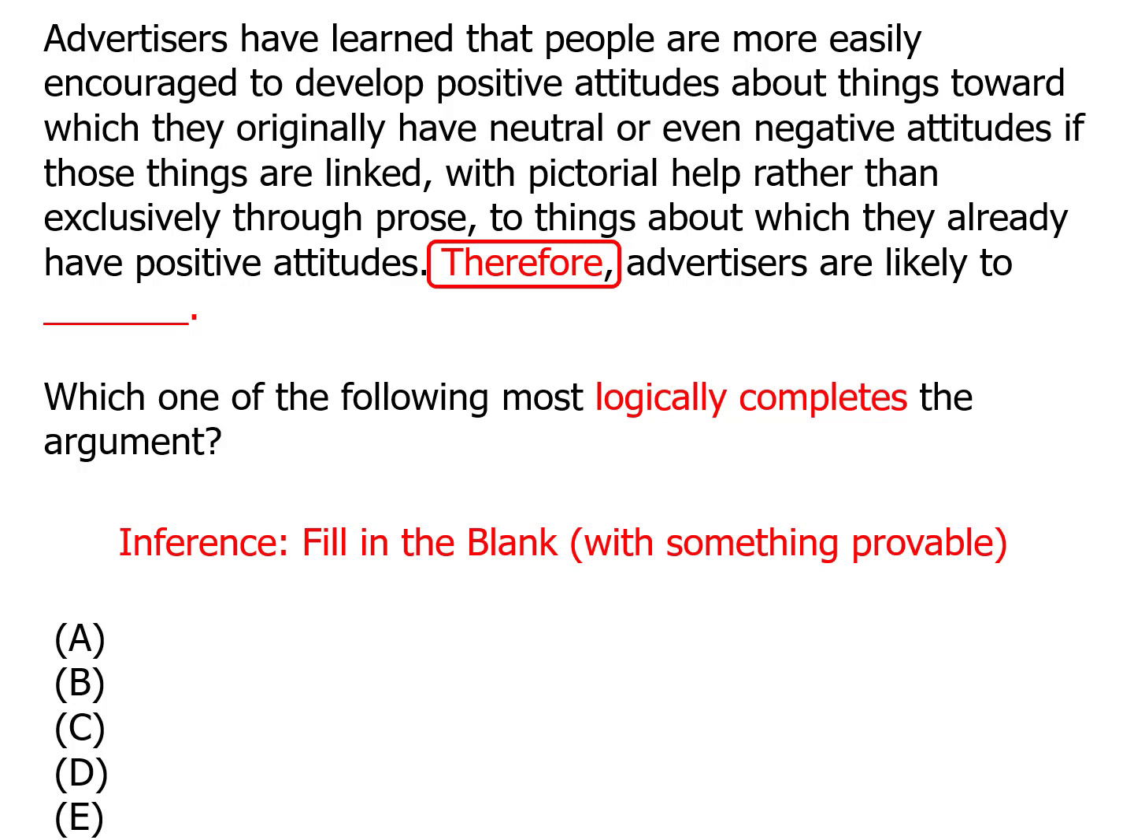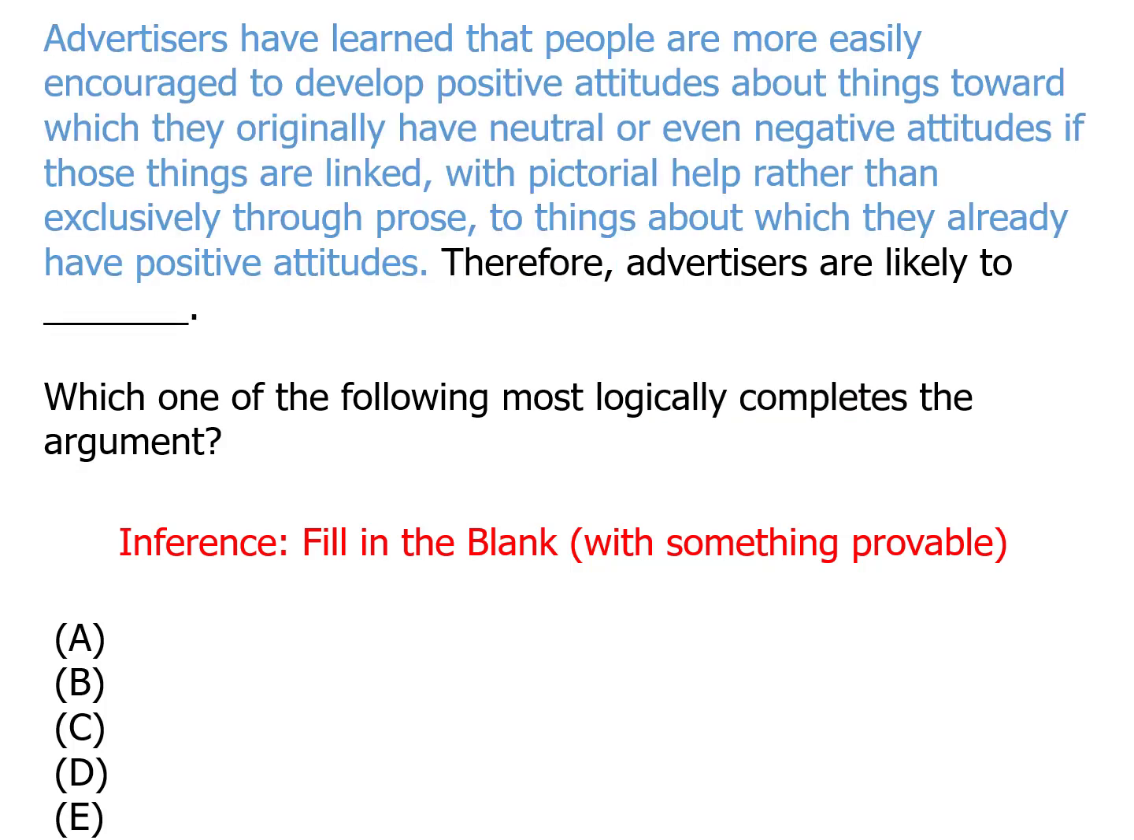The stimulus really only tells us two things here. First, something that advertisers have learned. It's easier to get people to develop a positive attitude towards a product that originally they didn't have a good attitude towards if you link it to things about which they already have positive attitudes. Now there's a second part to this, which is that when you're linking the two products, you need to do it with pictorial help rather than exclusively through prose. So don't just use text, you have to use pictures too, pictures with the text.